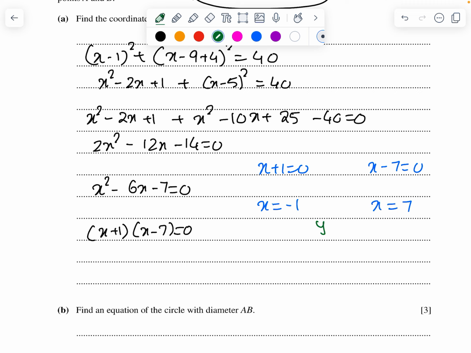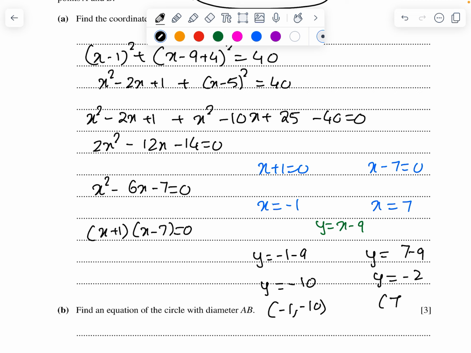But we know that y equals x minus 9. So in this case y equals negative 1 minus 9, which is y equals negative 10. So the point is negative 1 comma negative 10. y equals 7 minus 9. So y equals negative 2, the point 7 comma negative 2.